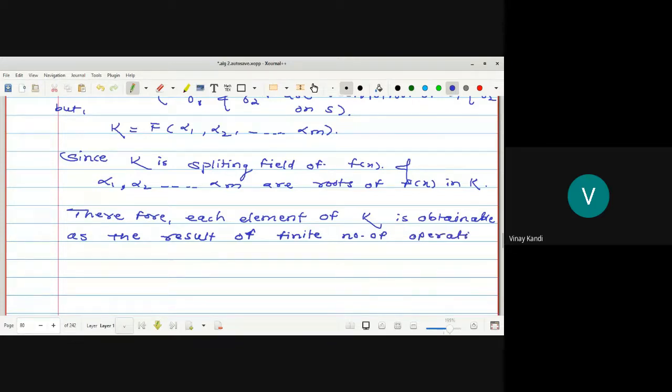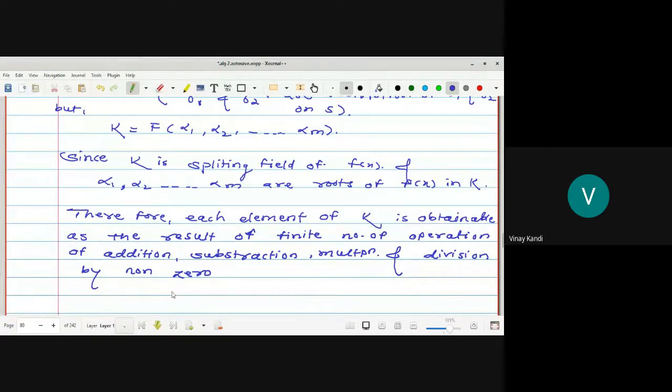of addition, subtraction, multiplication, and division by non-zero elements, performed on the elements of F and on alpha 1, alpha 2, up to alpha m. Is it correct?